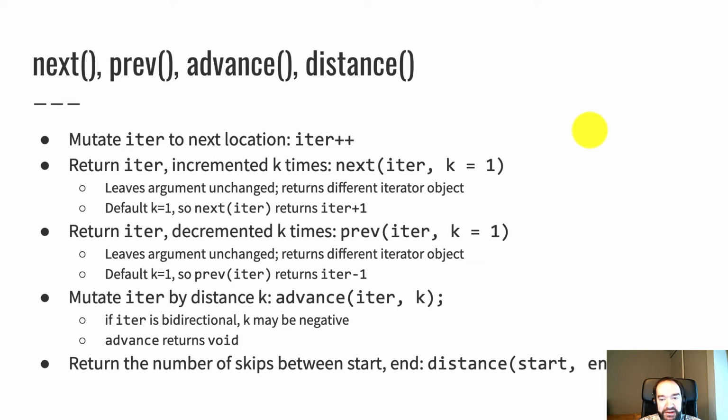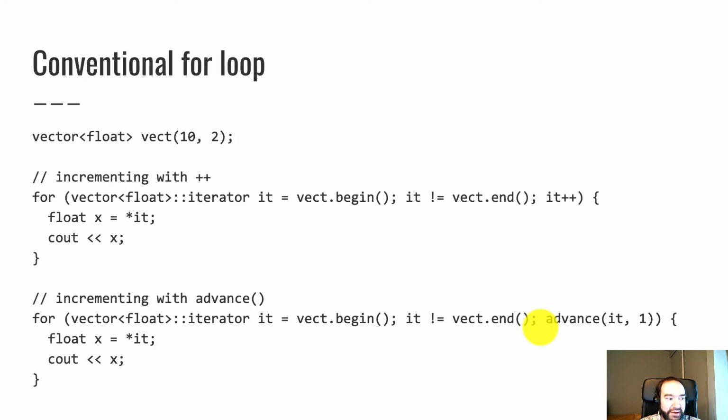Part of the point of these is to give us the functionality of raw pointers. This is something you can do on a raw pointer. You can subtract one pointer from another to get their distance apart from each other. And when we switched from raw pointers to iterators, we didn't want to lose that power. So this distance function lets us do that in an encapsulated, abstract way.